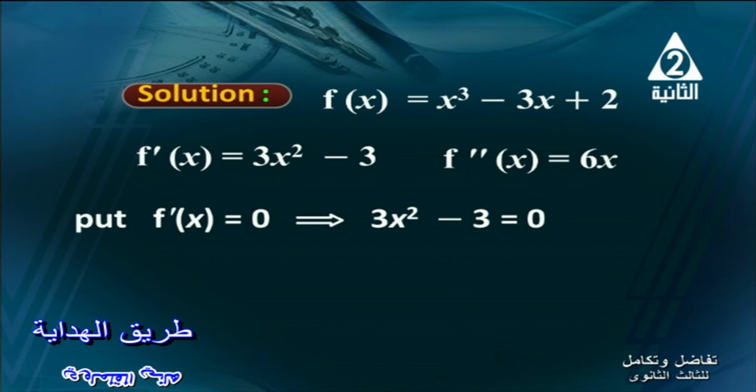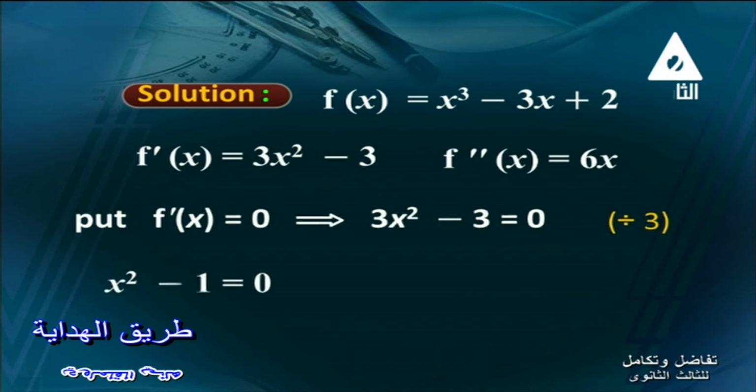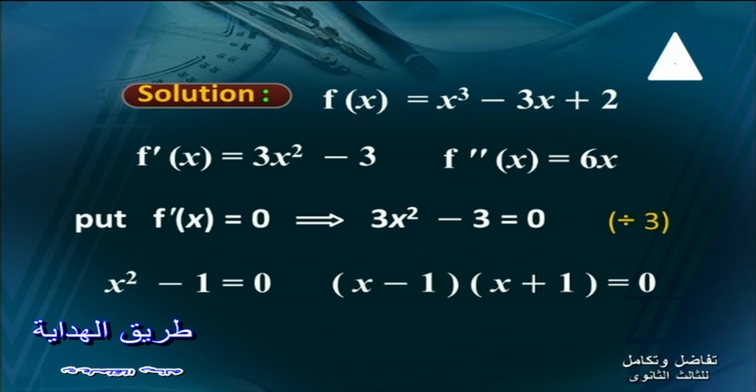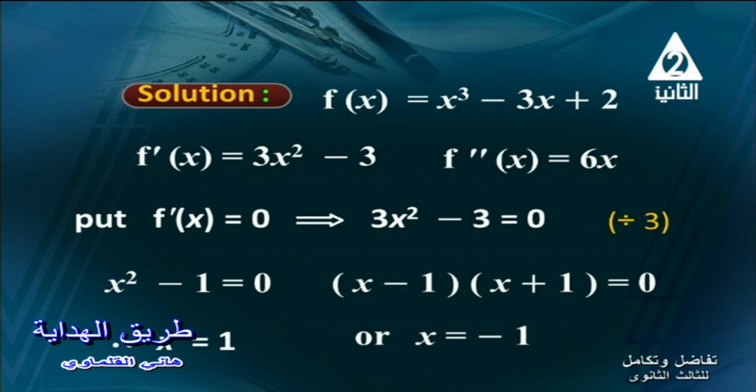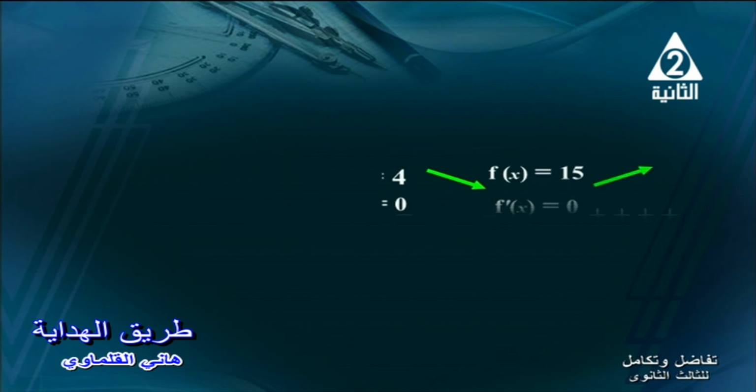Now put f dash x equals 0 to get the critical points. Then 3x power 2 minus 3 equals 0. Divide by 3: x power 2 minus 1 equals 0. We can factorize the left-hand side as a product of two factors. The first bracket x minus 1 multiplied by the second bracket x plus 1 equals 0, and x equals 1 or x equals negative 1.